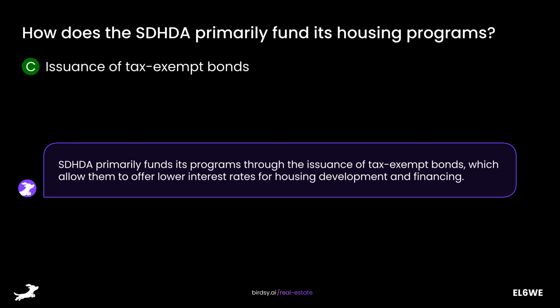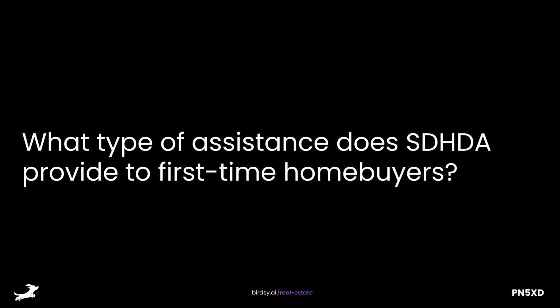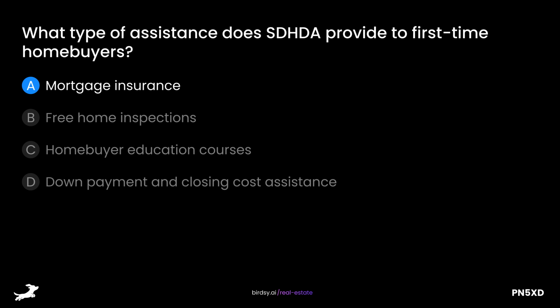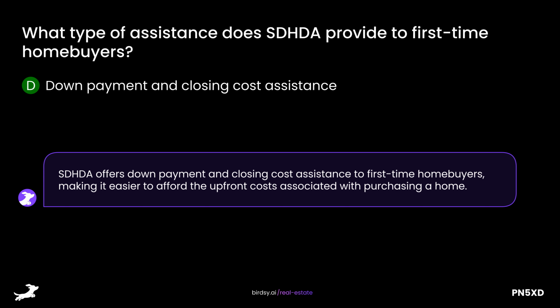What type of assistance does SDHDA provide to first-time homebuyers? Is it A, mortgage insurance? B, free home inspections? C, homebuyer education courses? Or D, down payment and closing cost assistance? The answer is D, down payment and closing cost assistance. SDHDA offers down payment and closing cost assistance to first-time homebuyers, making it easier to afford the upfront costs associated with purchasing a home.